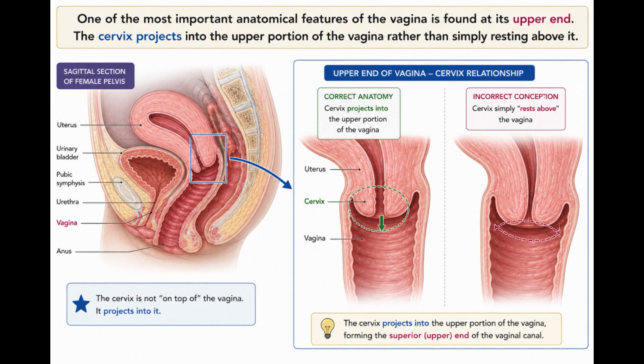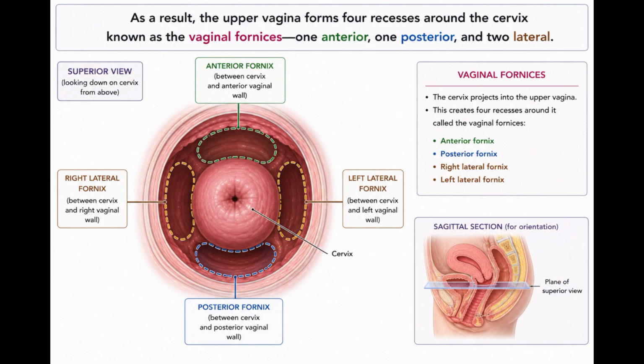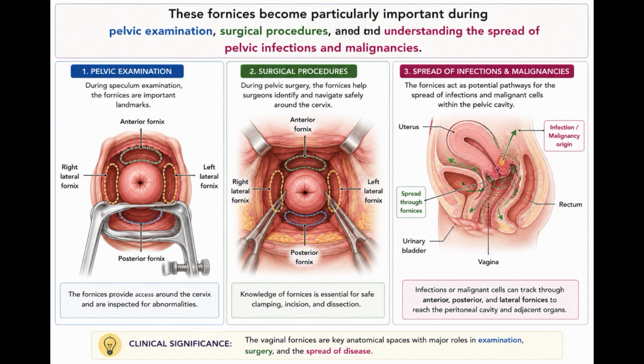One of the most important anatomical features of the vagina is found at its upper end. The cervix projects into the upper portion of the vagina, rather than simply resting above it. As a result, the upper vagina forms 4 recesses around the cervix, known as the vaginal fornices, 1 anterior, 1 posterior, and 2 lateral. These fornices become particularly important during pelvic examination, surgical procedures, and in understanding the spread of pelvic infections and malignancies.